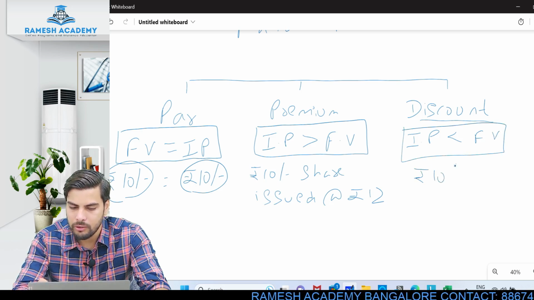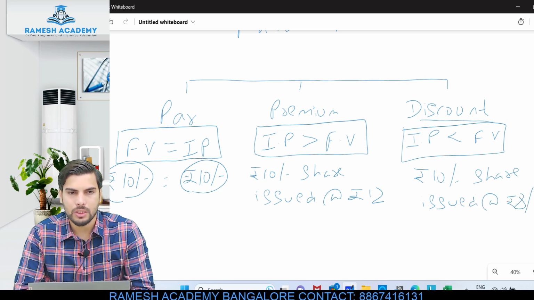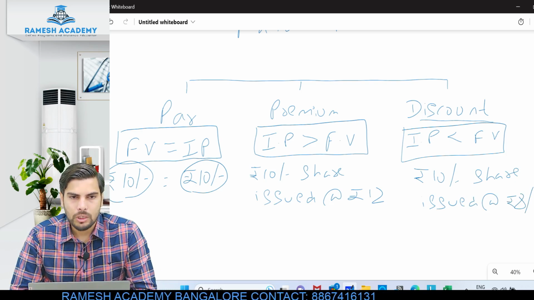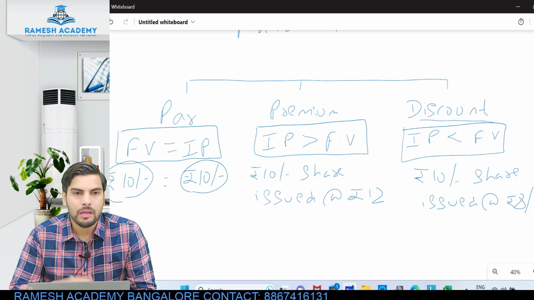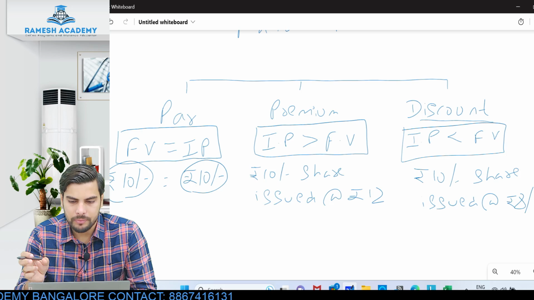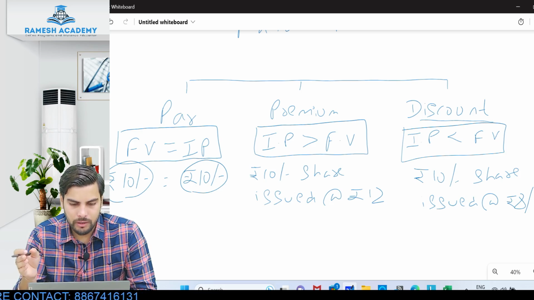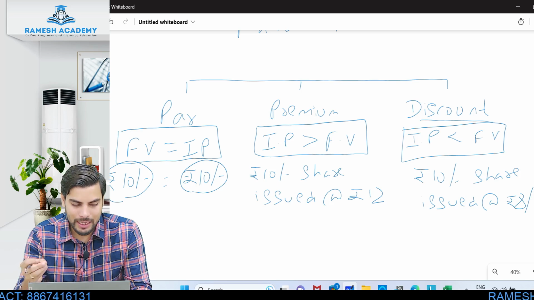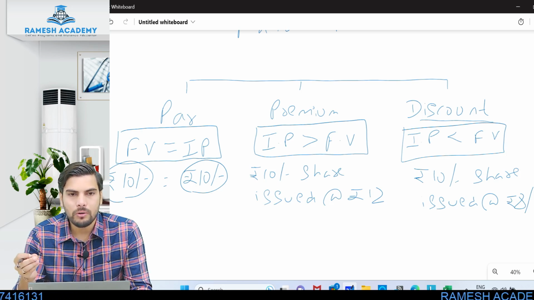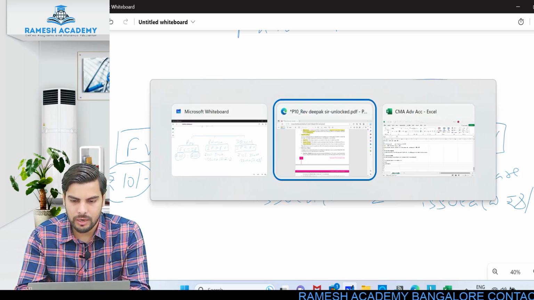So let's say a 10 rupees share issued at 8 rupees. This would be treated as a situation of discount. Clear? So what is par? Par is a situation wherein the face value and issue price remain the same. A 10 rupees share issued at 10 rupees would be treated as par. What is premium? A 10 rupees share issued at 12 rupees or 15 rupees would be treated as premium. I'm issuing the shares at extra price, that is premium. What about discount? I'll be issuing the shares at a little lesser price. A 10 rupees share issued at, let's say, 8 rupees or 7 rupees would be treated as discount. Now let's write these points in the notes.